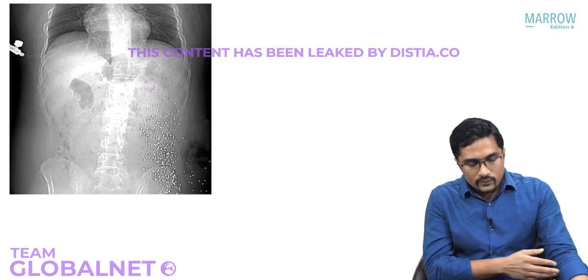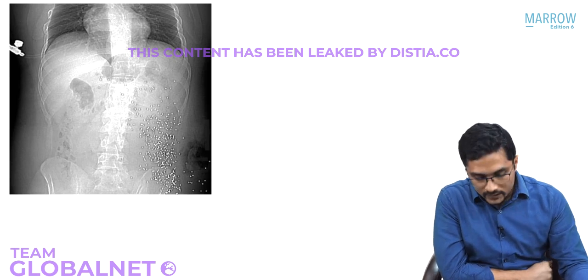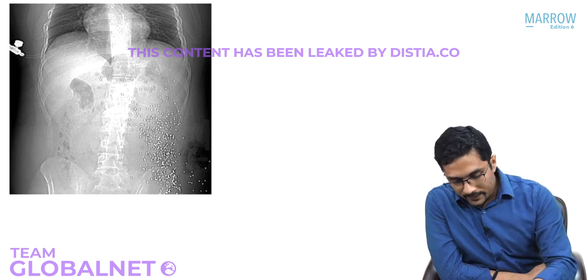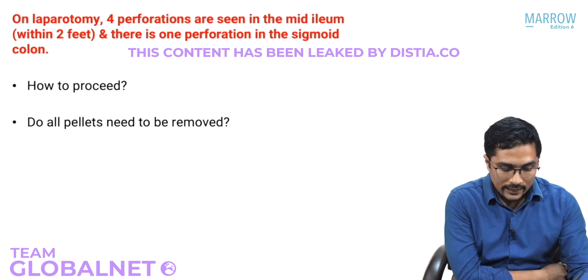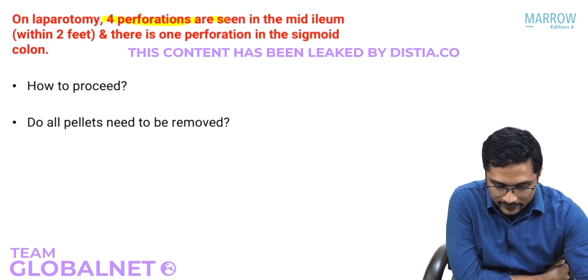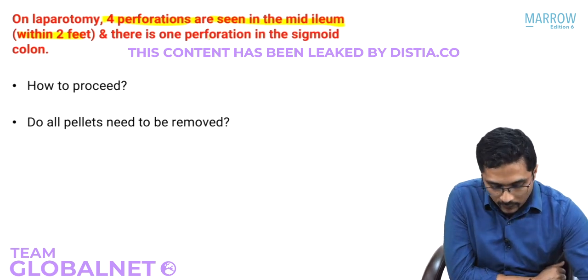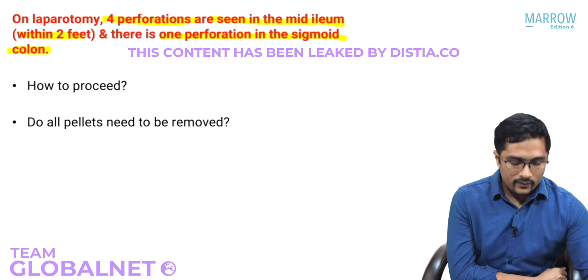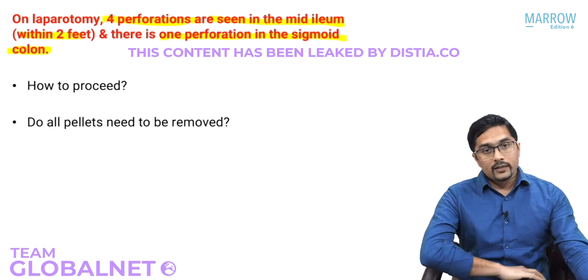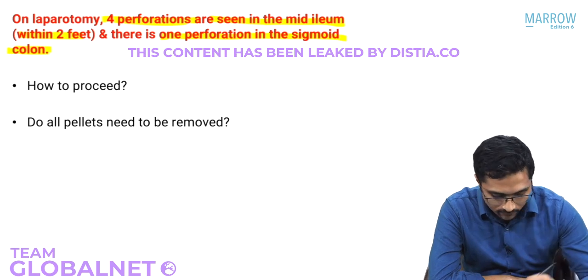This is the X-ray. You can see that the abdomen is studded with the pellets from the gunshot injury. You open up the abdomen and you find that there are 4 perforations in the mid-ileum region within 2 feet of each other, and there is 1 perforation in the sigmoid colon, right? 4 in the ileum, 1 in the sigmoid colon. How do we proceed now?